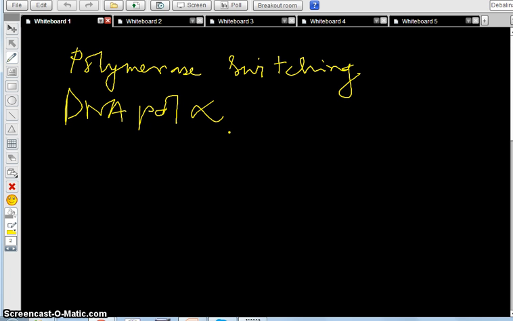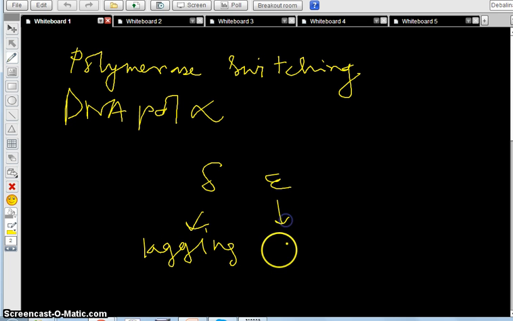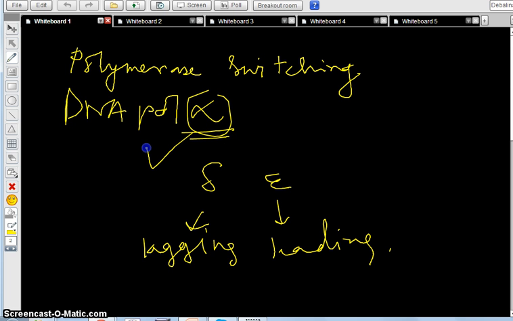Now this DNA polymerase alpha, which initiates the replication, after synthesis of 20 to 30 bp of this RNA primer, eventually falls off, and it is replaced by other polymerases such as delta or epsilon. Delta is for the lagging strand and epsilon is for the leading strand. So alpha is replaced by delta or epsilon depending on which strand they are synthesizing, and this phenomenon is called polymerase switching.